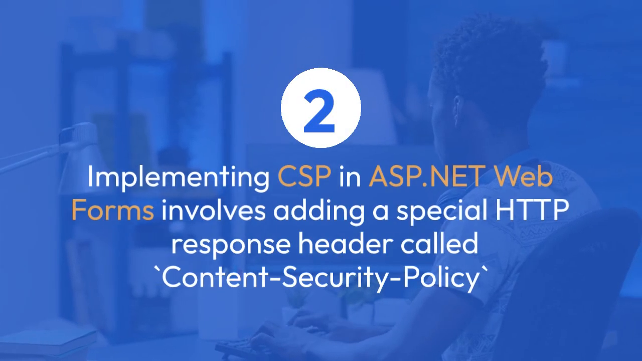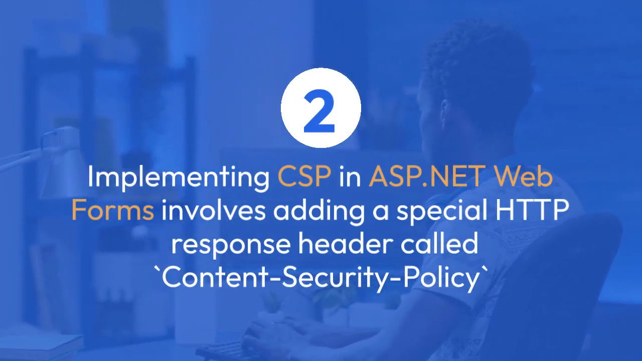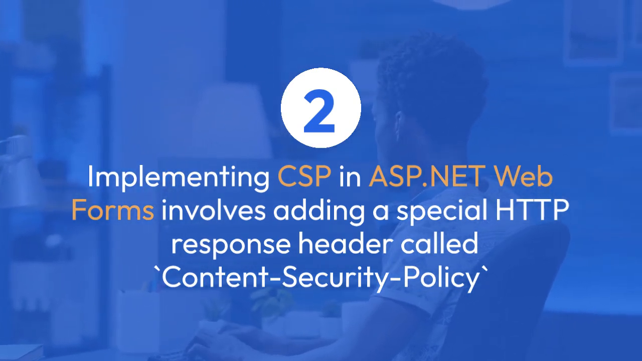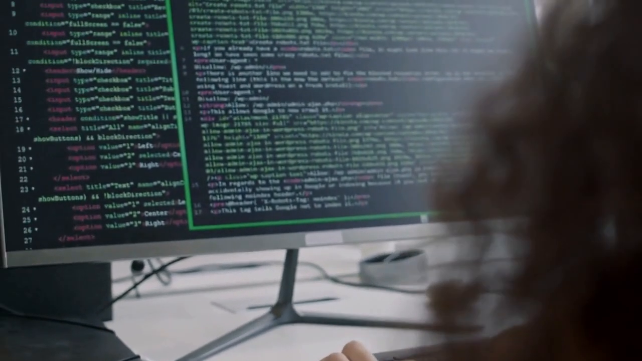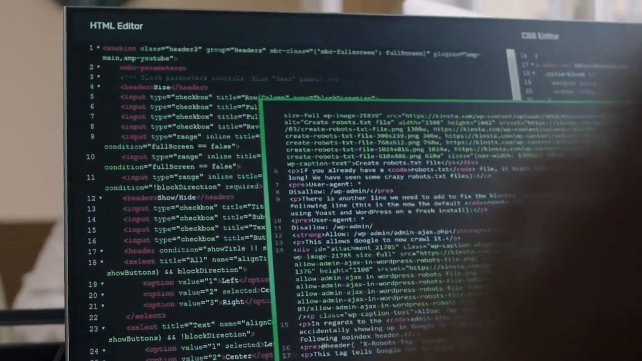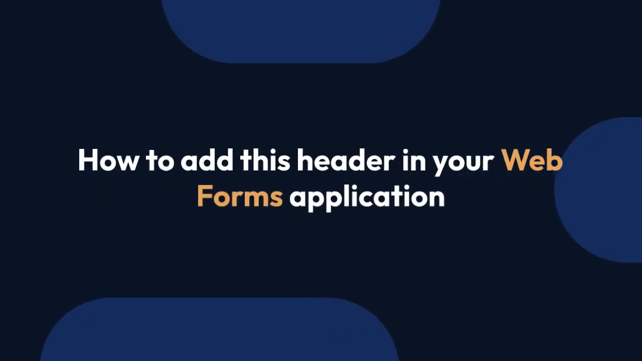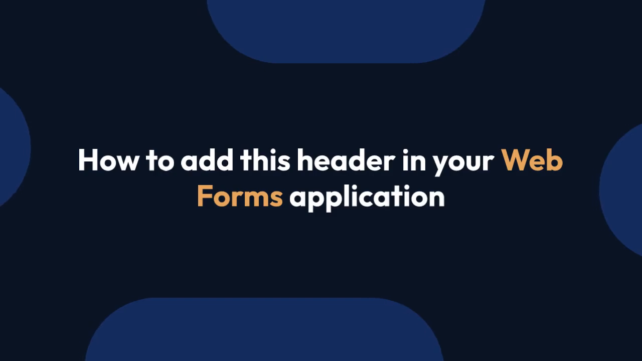2. Implementing CSP in ASP.NET WebForms involves adding a special HTTP response header called Content Security Policy. This header dictates the allowed sources for various resource types like scripts, style sheets, images, and iframes. 3. We'll look at how to add this header in your WebForms application.